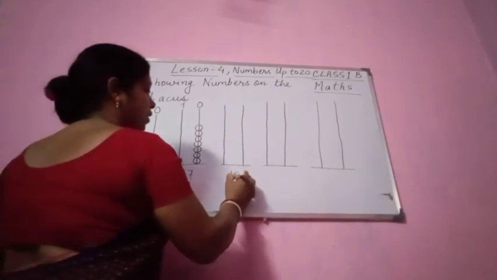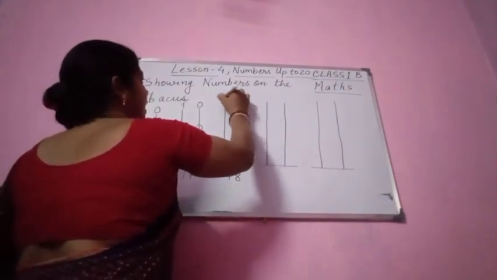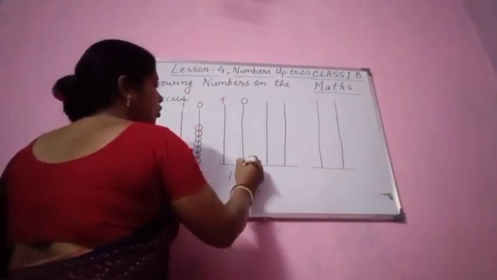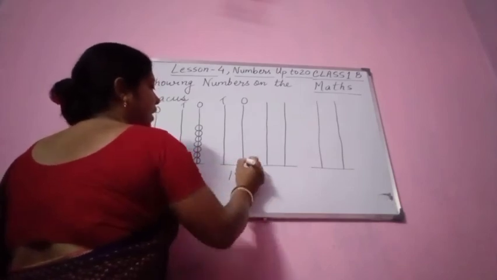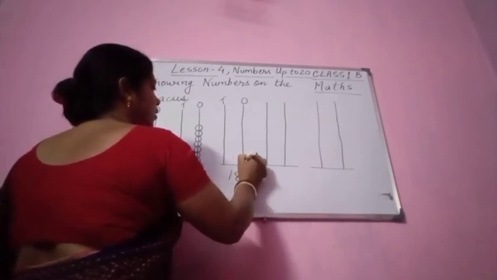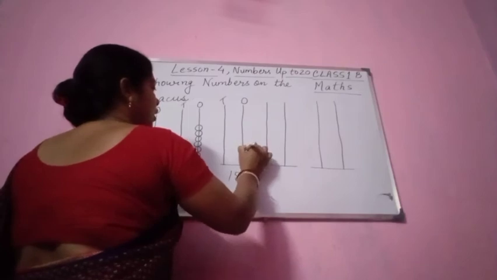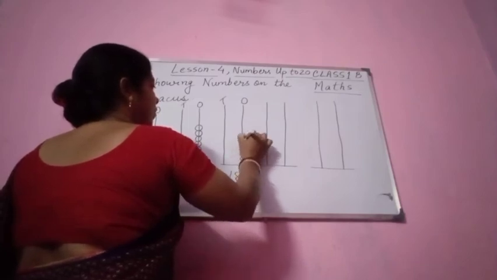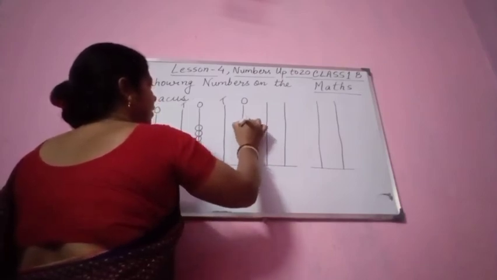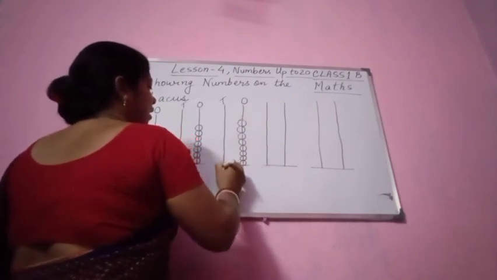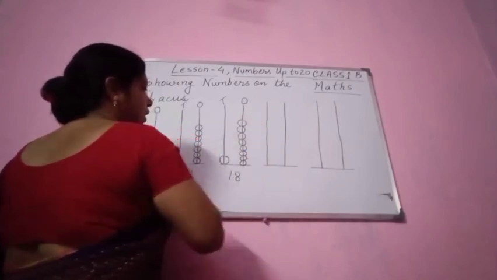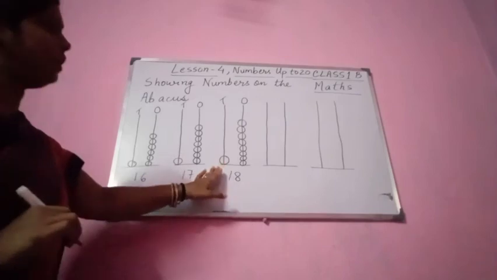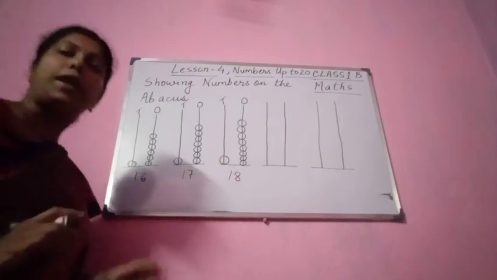Next one is 18. Ones and tens. So 18 means 1 ten and 8 ones. 1 2 3 4 5 6 7 8. And in place of tens we are going to draw 1 bead. So 1 ten and 8 ones equal 18.